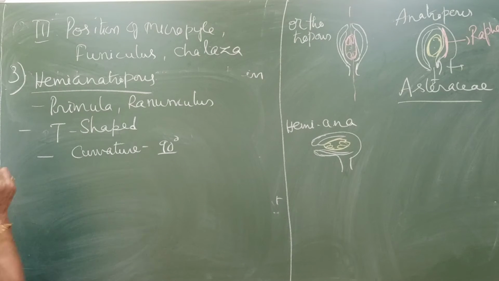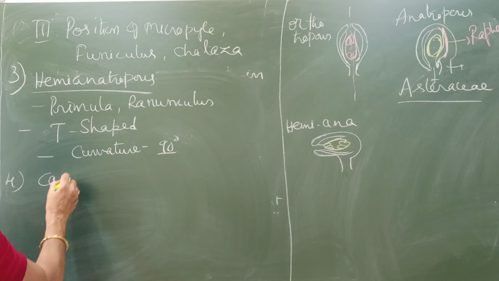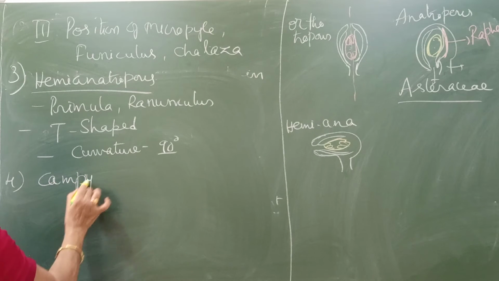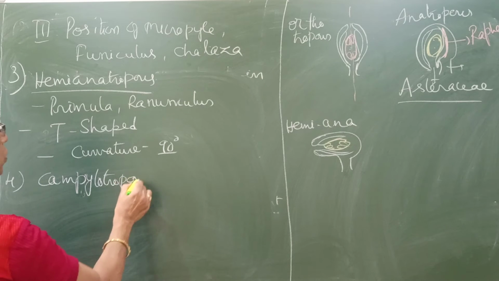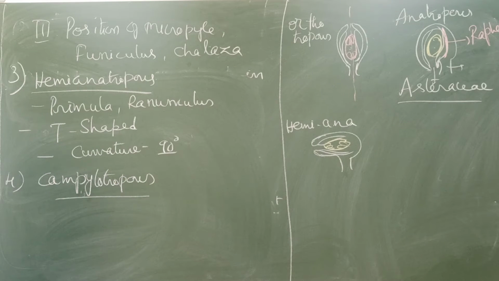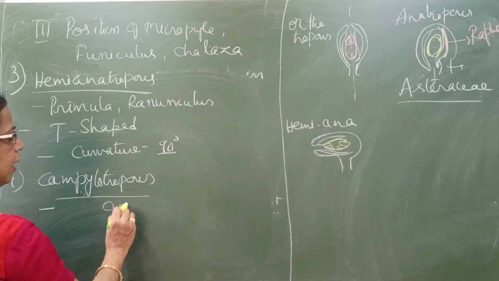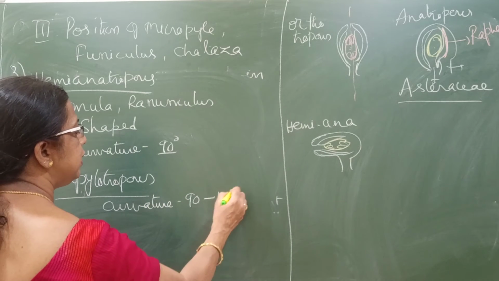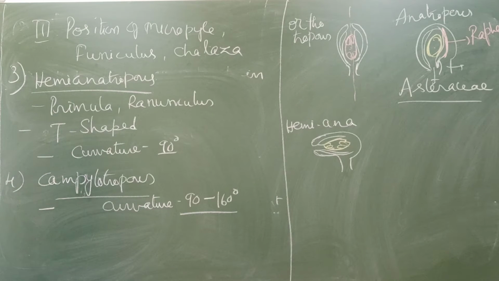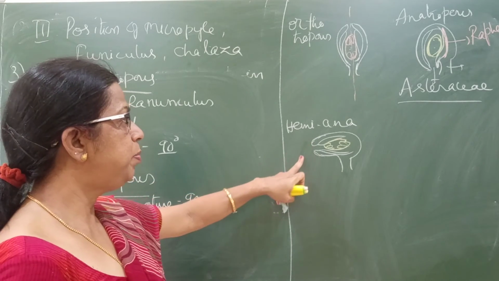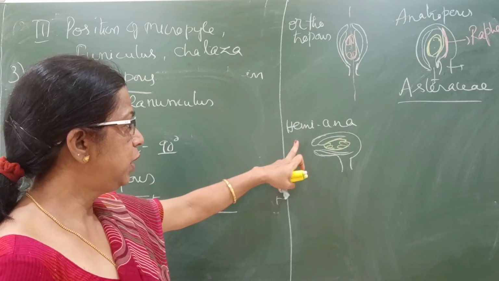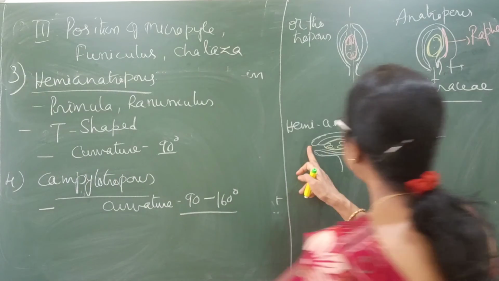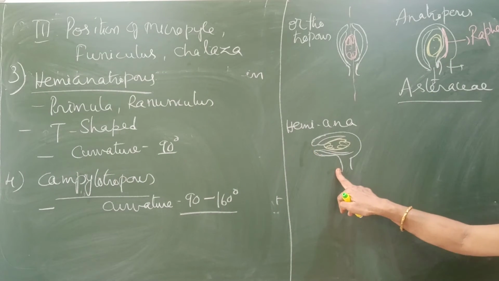Now the fourth type is called the campylotropous ovule. Here the angle of curvature is between 90 to 160 degrees. The angle of curvature in campylotropous is 90 to 160. That means it is a little more bent compared to hemianatropous. So a little more, the micropyle will come closer to the funiculus.